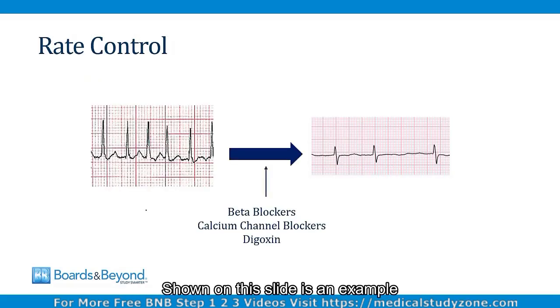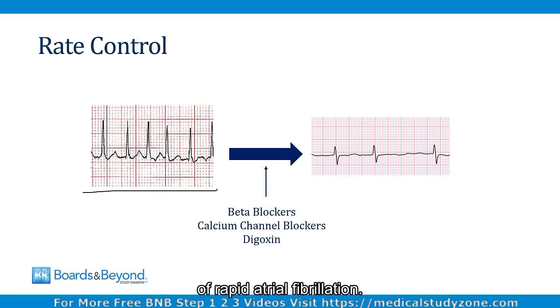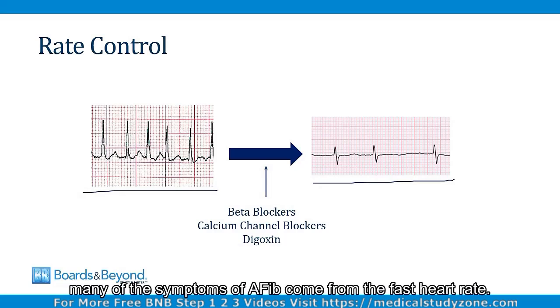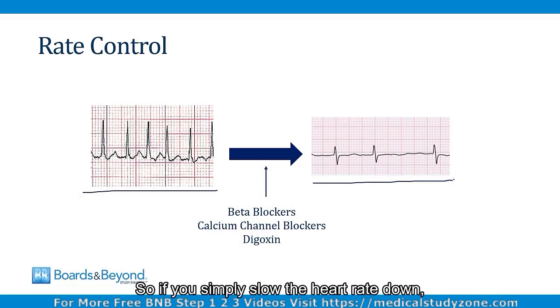Shown on this slide is an example of what medications used for rate control can do in patients with atrial fibrillation. On the left side of the screen is an example of rapid atrial fibrillation. Medications used for rate control will allow the atrial fibrillation to persist, but will slow down the heart rate. And often this is very effective for making patients feel better. As I told you before, many of the symptoms of AFib come from the fast heart rate. So if you simply slow the heart rate down, patients often feel better.